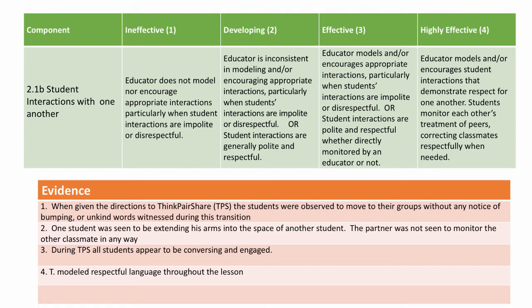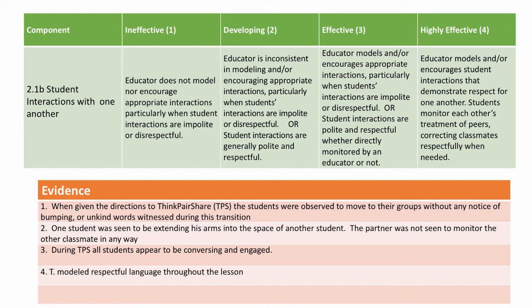Here is the rubric for the component 2.1b, student interactions with one another. You'll see the continuum of effective to highly effective, otherwise known as 1 through 4. The evidence, number 1: when given the directions to think, pair, share, the students were observed to move to their groups without any bumping or unkind words witnessed during this transition.